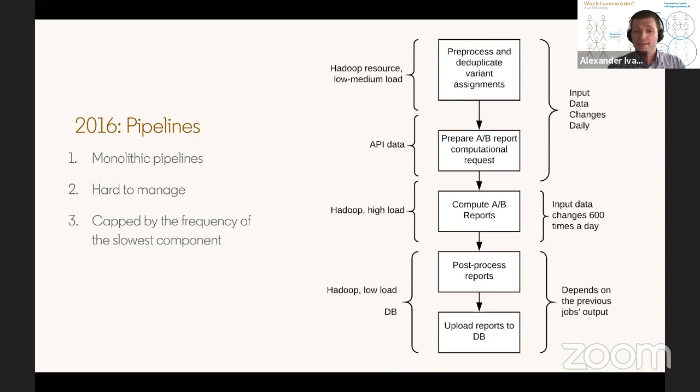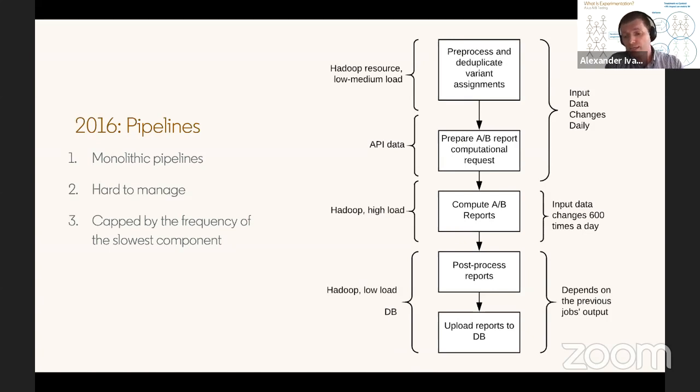And every pipeline was processing the data from multiple data sources, and each of the data sources had a different cadence of updates. Metric data could be updated 600 times a day because we have somewhere around 600 different metric data sets. But the variant assignment data is only ETL'd and processed once per day.